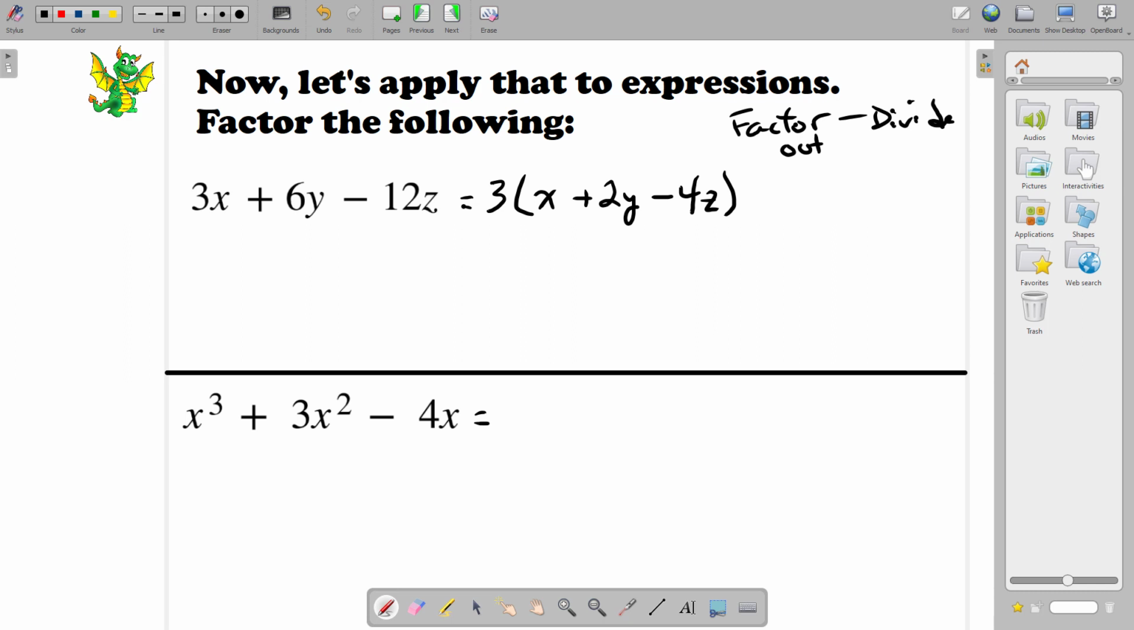The greatest common factor may not always just be a constant. It may be a variable. If we look at x cubed plus 3x squared minus 4x, I can factor out or divide out an x from all three of those terms. If I take x cubed and divide out an x, I'm left with x squared. If I take 3x squared and divide it by x, I get 3x. And if I take 4x and divide it by an x, I get 4. If I redistribute this, x times x squared is x cubed, x times 3x is 3x squared, and x times -4 is -4x.